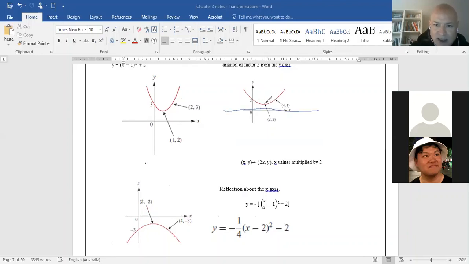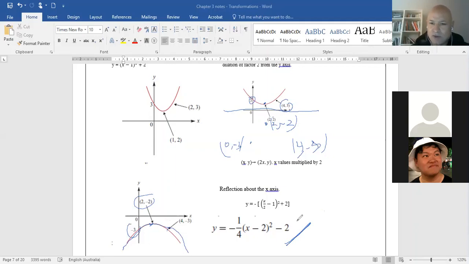Reflected in the x-axis. So if that's (2, 2), that means it's going to be (2, -2). So there's that point there. If this is (4, 3), reflecting in the x-axis becomes (4, -3). Remember the y's are changing, so there it is. And this one here will be (0, -3). So reflect it there, and then you've got your 3 points and you can draw your graph from there. And that's the final rule after all the transformations.